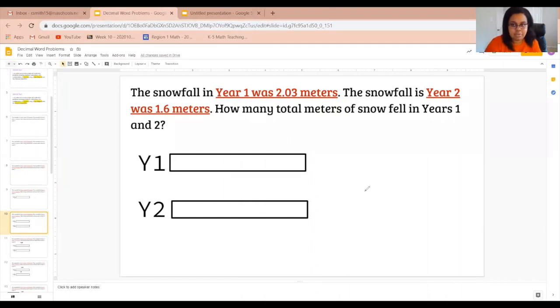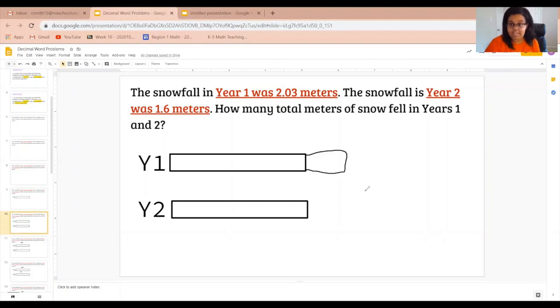Now, some of you may be saying, but year 1 and year 2 shouldn't be the same length because they don't represent the same number. And you're right. Year 1 represents 2 3/100. And I know that 2 3/100 is greater than 1 6/10. So on my year 1 bar, I'm going to add on to it. And I want you to do the same. On your year 1 bar, go ahead and add on to that first bar because we know that 2 3/100 is greater than 1 6/10.